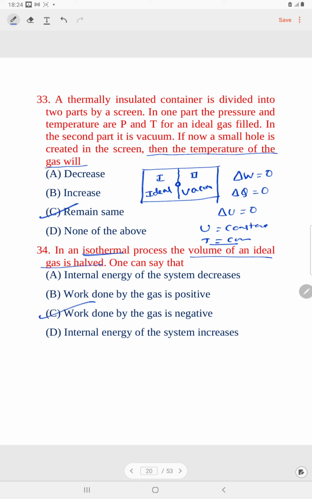Work done by the gas is negative, because during the compression, V2 will be less than V1. As a result, V2 minus V1, which is delta V, becomes negative, and work done is equal to P delta V. When delta V becomes negative, work done is also going to be negative, which is option C.